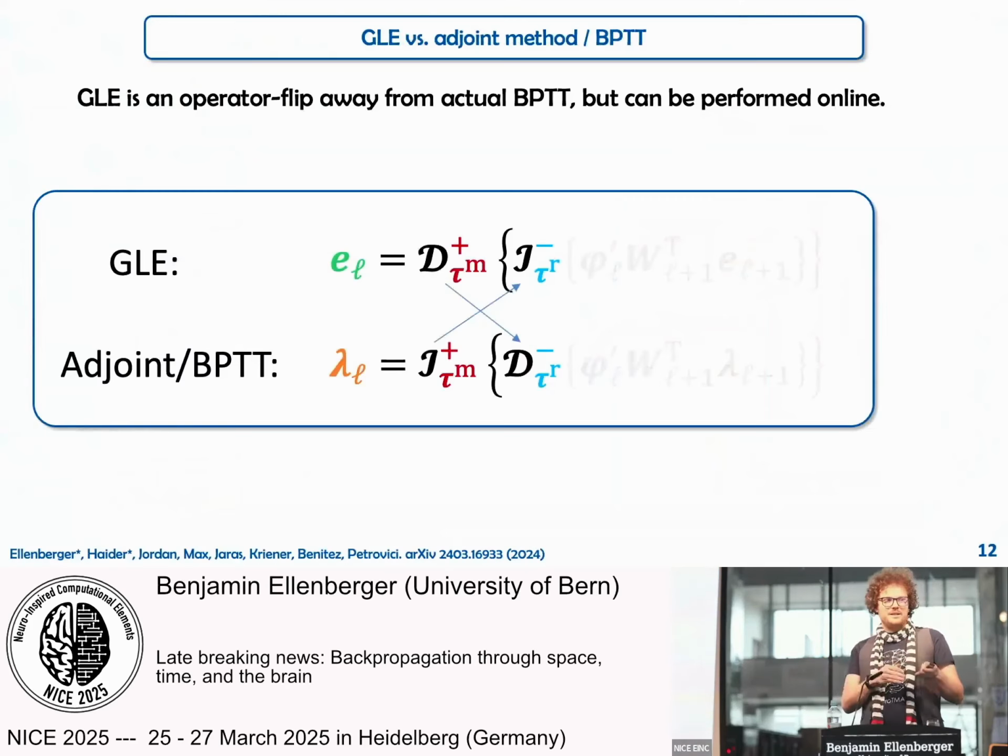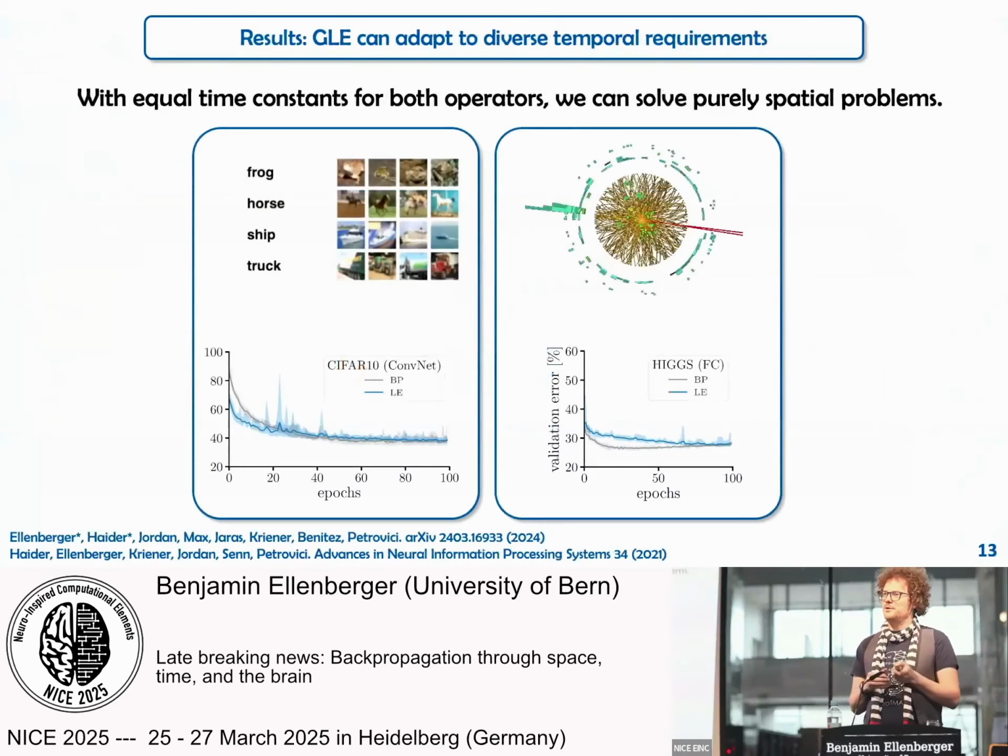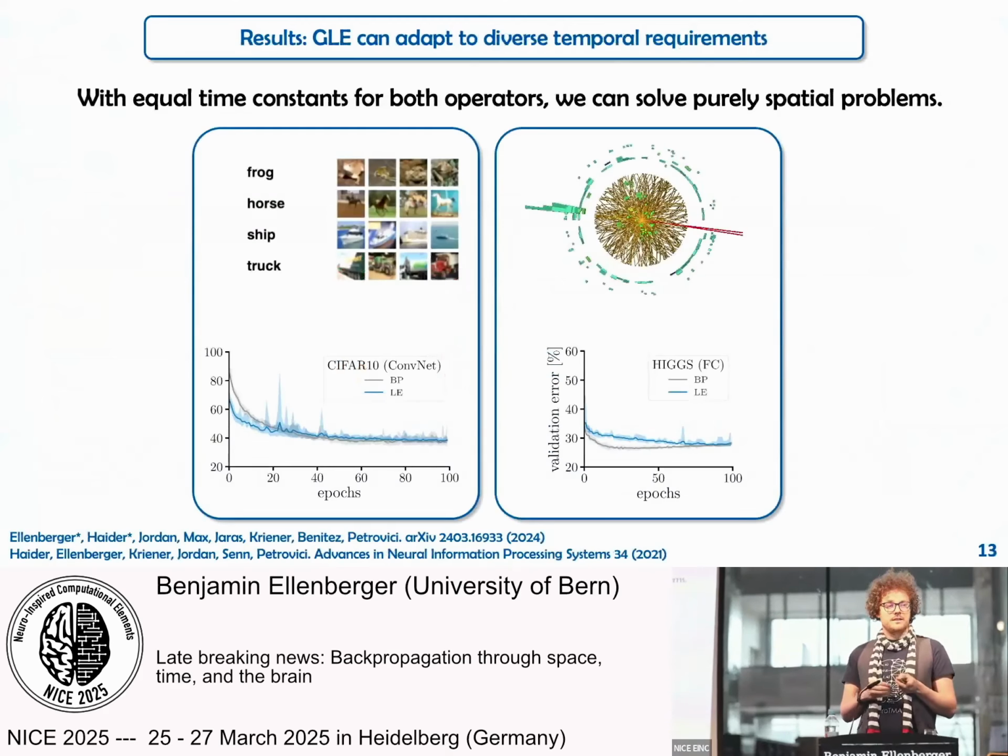So what this means then, it gives us the chance to do it online, but at the same time, we just lose a bit of the gain in the error, but the temporalities are all correct. Let me quickly show you some of our results. If we keep the time constants of both our neuron operators the same, we actually get quasi-instantaneous transmission throughout the network. So what we can do is the same thing as backpropagation.